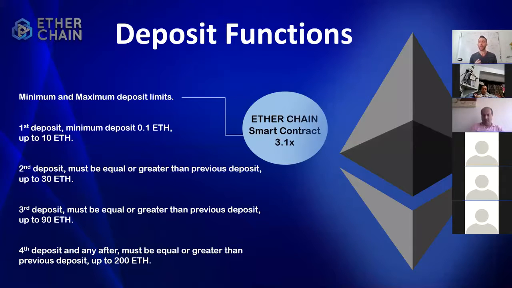And the fourth and any beyond can be equal or greater than the previous, up to 200. So 200 is the maximum amount that you can deposit into EtherChain contract at once, but there are no limits to how many times you can complete a cycle or a 310 limit, as we say.